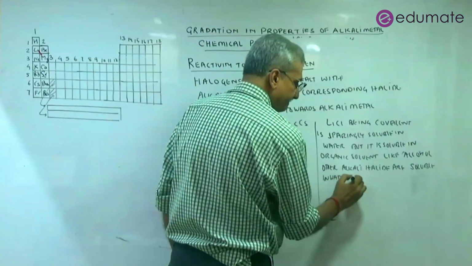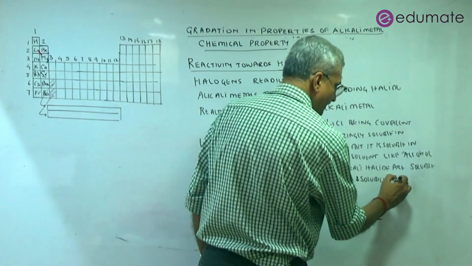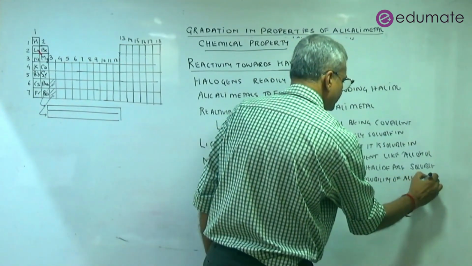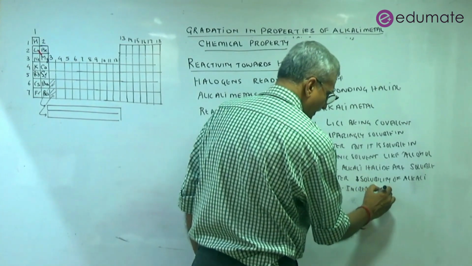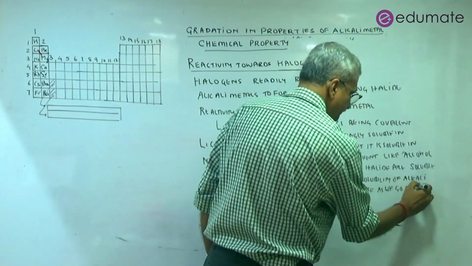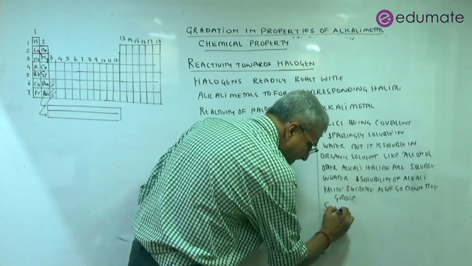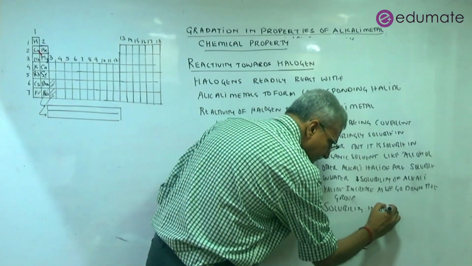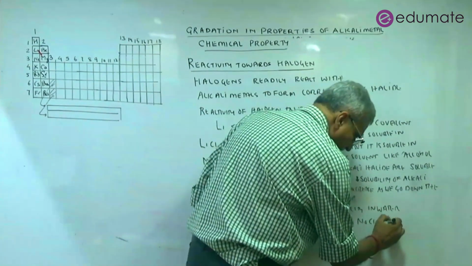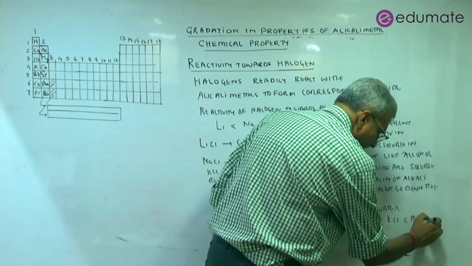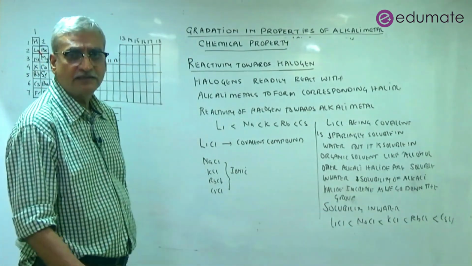And solubility increases as we go down the group. Solubility of alkali halide increases as we go down the group. So we will have solubility in water: lithium chloride less than sodium chloride, less than potassium chloride, less than cesium chloride. So this is the order of solubility of metal halides in water.